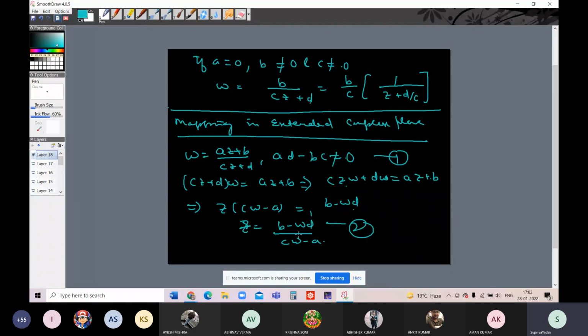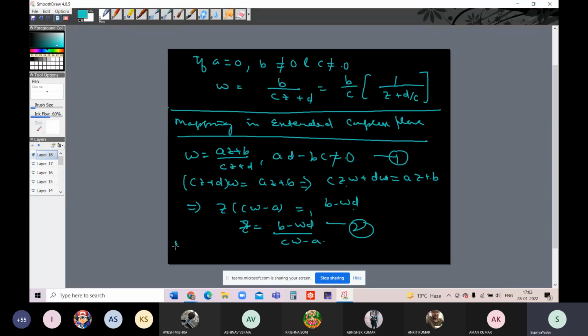Okay, so suppose that we have C not equal to 0, because we have talked about all the other complex points. Now we want to find the behavior of this map at Z equal to infinity and W equal to infinity.